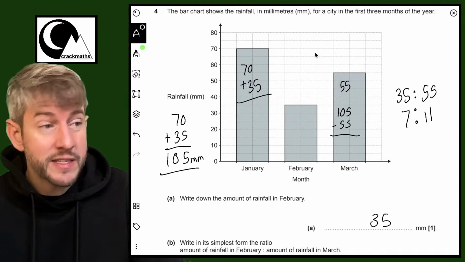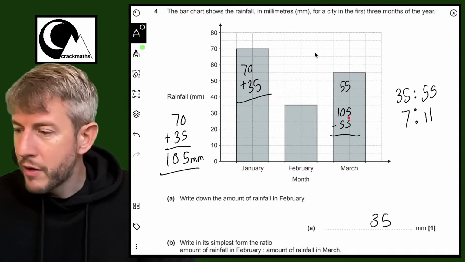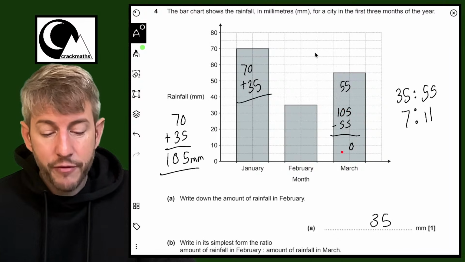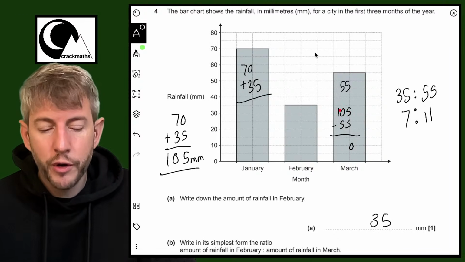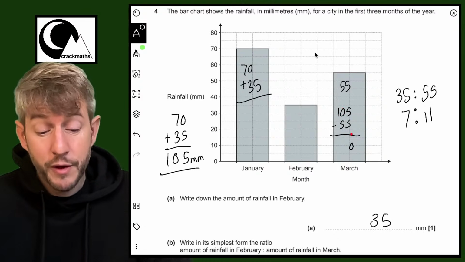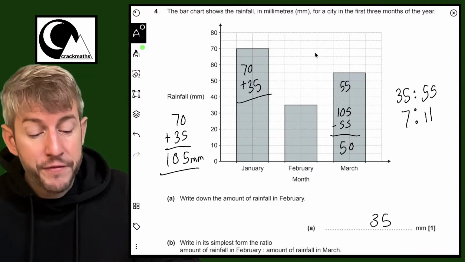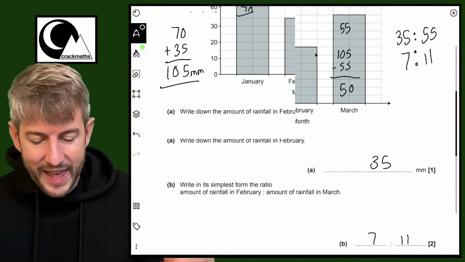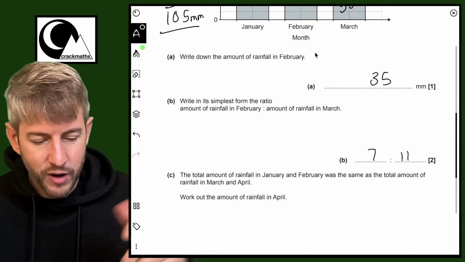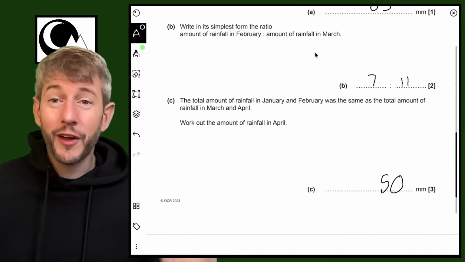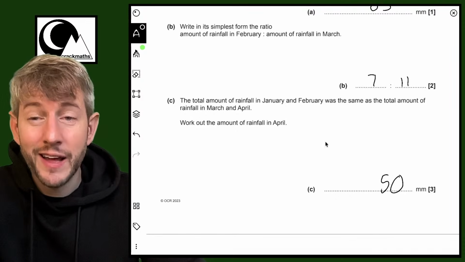You might see what this is. I'm just going to work through it anyway. 5 take away 5 is 0. Well, 0 take away 5 we can't do, so we just move this 1 over and think about this as 10 take away 5. 10 take away 5 is 5, so 50. So there would be 50 millimeters of rain in April. So let's write that down here. 50. Okay, right. Let's check our answers.